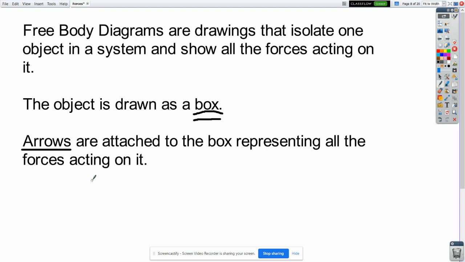Don't always draw the arrows to scale like we do when we're doing vector analysis, because we can actually write the numbers on those forces too and show what the actual number of newtons are. But sometimes they will be drawn to scale. You'll see short arrows for weak forces. You'll see longer arrows for stronger forces.